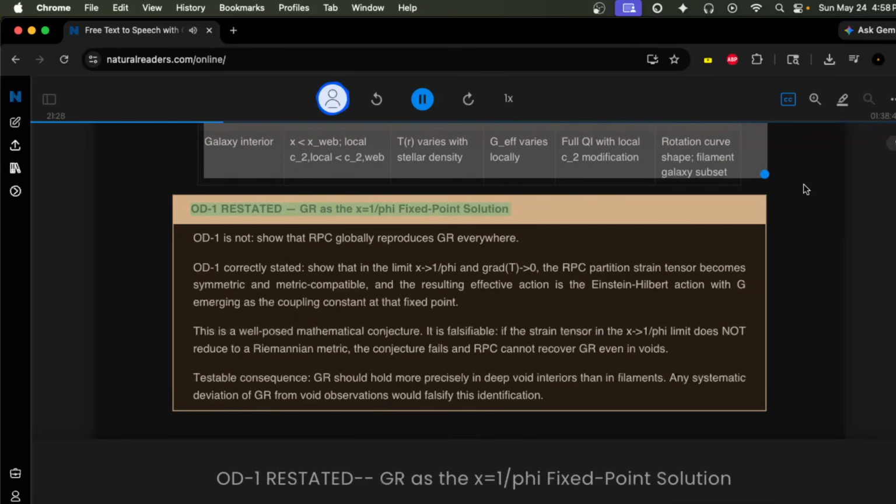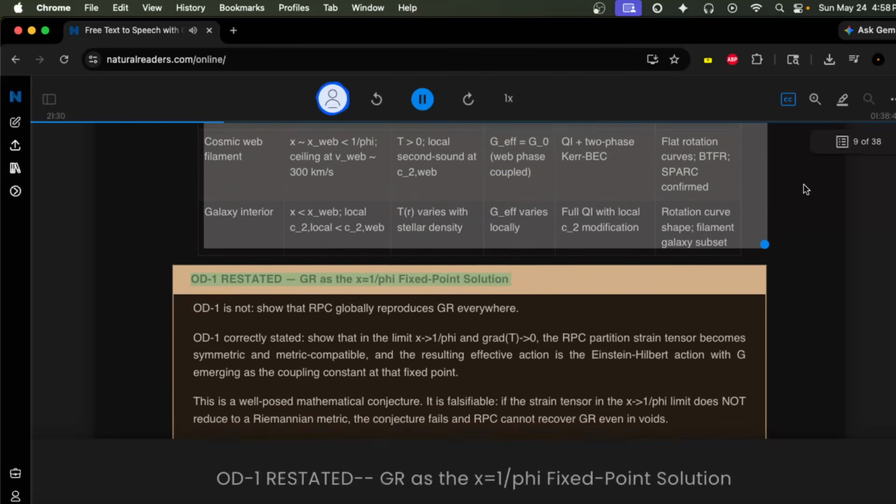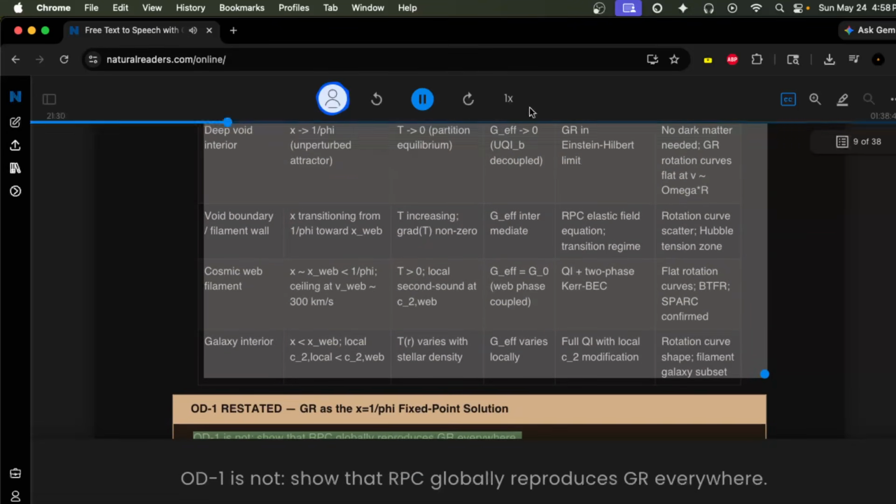OD1 restated: GR as the x equals 1/phi fixed point solution. OD1 is not: show that RPC globally reproduces GR everywhere.